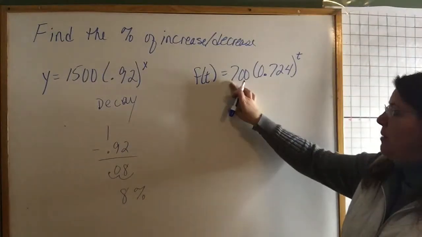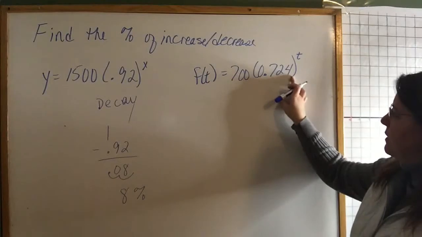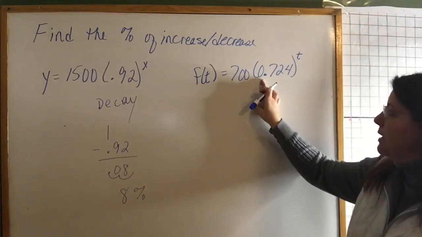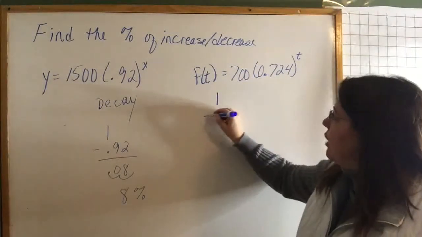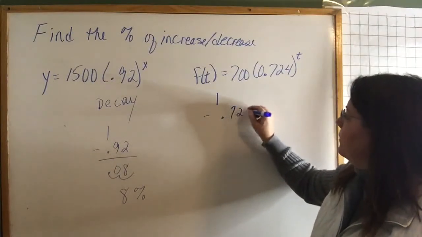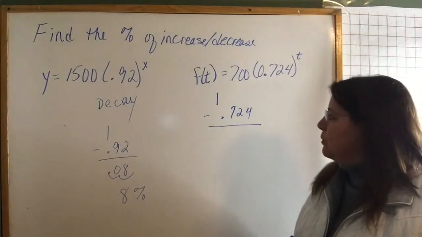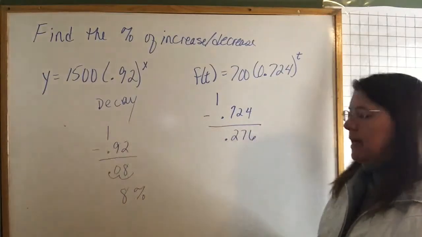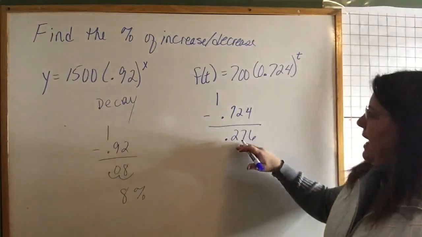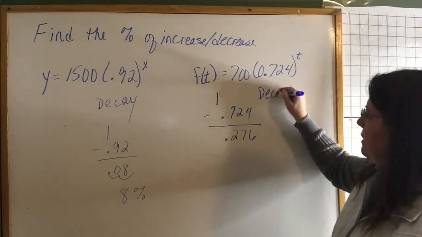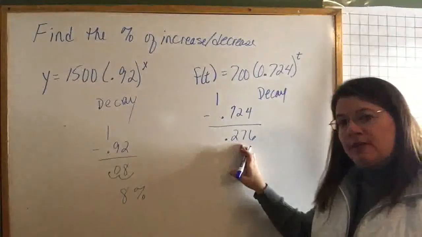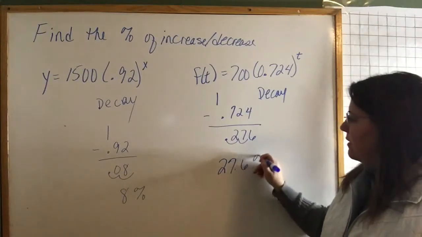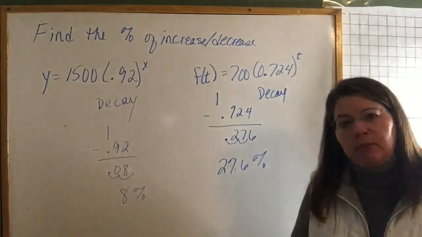For this one, my initial population is 700, and this is the rate of growth or decay. In this case, it is a decay because it's between 0 and 1. So think about that. You're going to subtract it from 1. When I subtract 0.724 from 1, I end up with 0.276. And you can do this on the calculator. You don't have to do it by hand. If that is a decay problem, as we said, then this is decreasing at a rate, if I move the decimal 2 places, 27.6%. So it's a decrease of 27.6%.